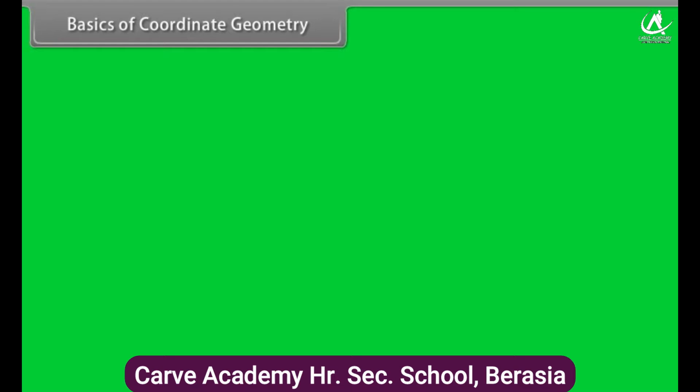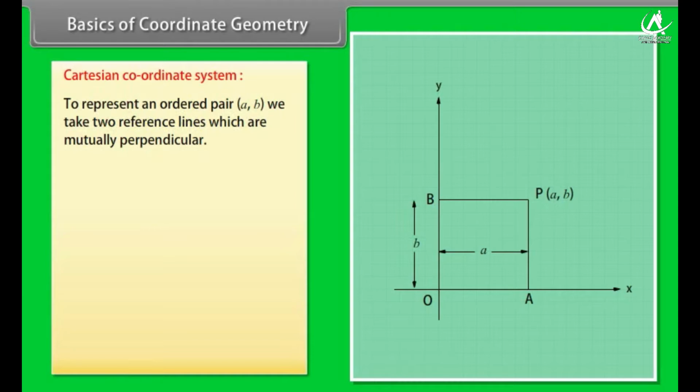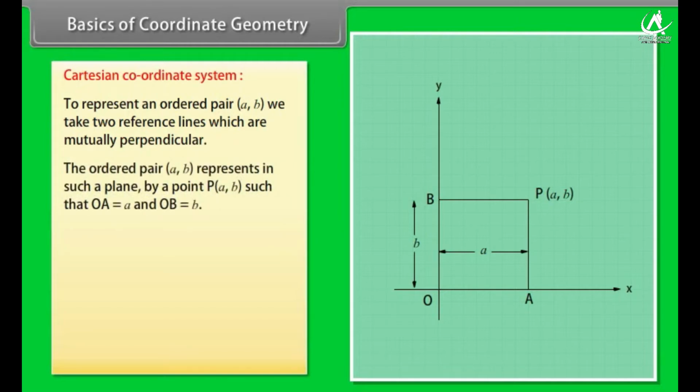Basics of coordinate geometry. Cartesian coordinate system. To represent an ordered pair (a, b), we take 2 reference lines which are mutually perpendicular. The ordered pair (a, b) is represented in such a plane by a point P(a, b) such that OA is equal to a and OB is equal to b. This system is called Cartesian coordinate system.